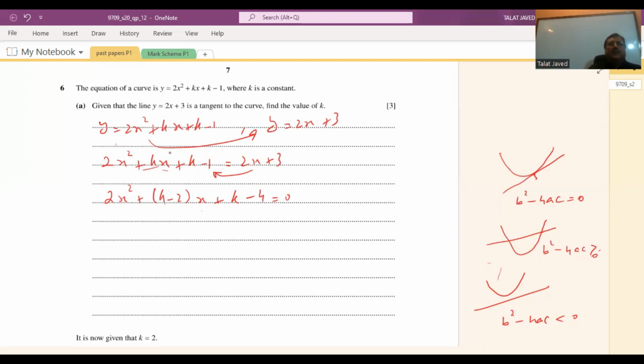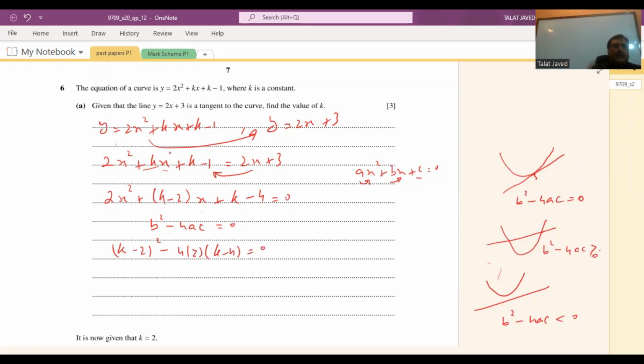The line is tangent to this curve, so its discriminant should be 0. It means b squared minus 4ac equal to 0. Now b is the coefficient of x in ax squared plus bx plus c equal to 0, and c is the constant term, independent of x. So b is k minus 2. So (k minus 2) whole squared minus 4 into a, which is 2, and c, which is k minus 4, equal to 0.